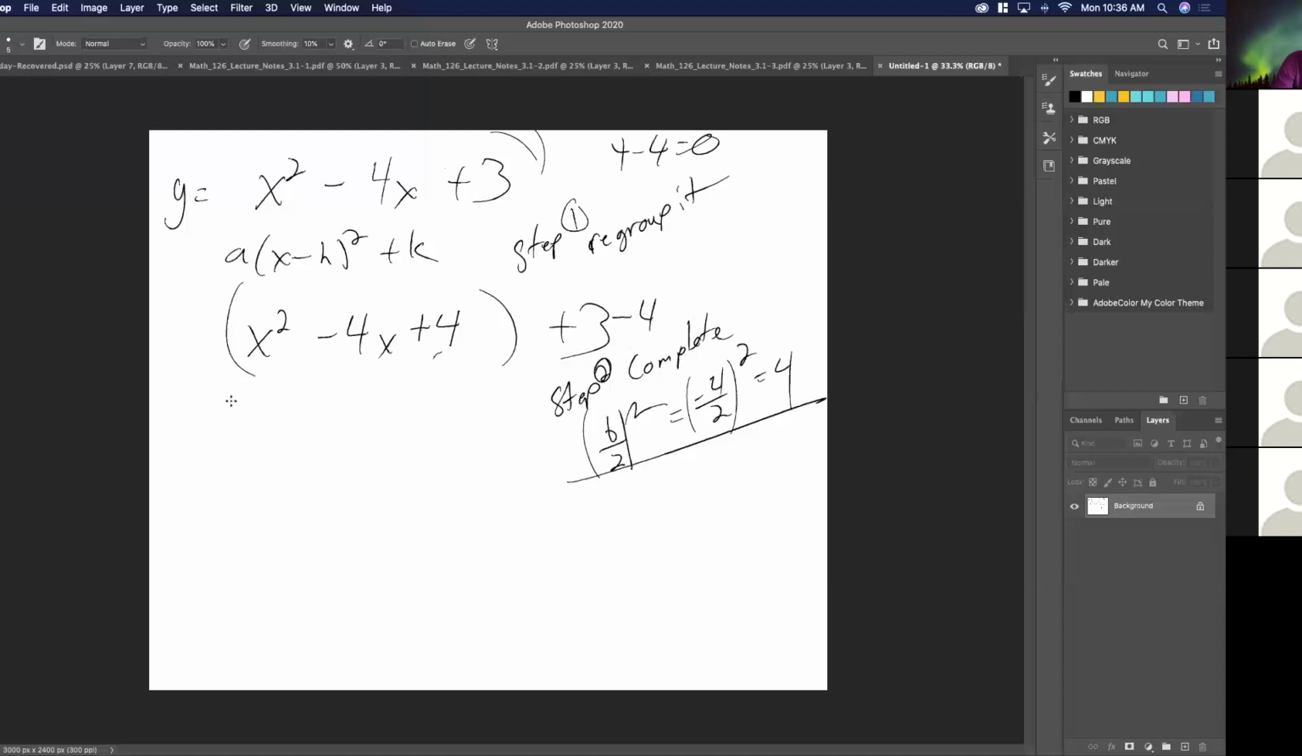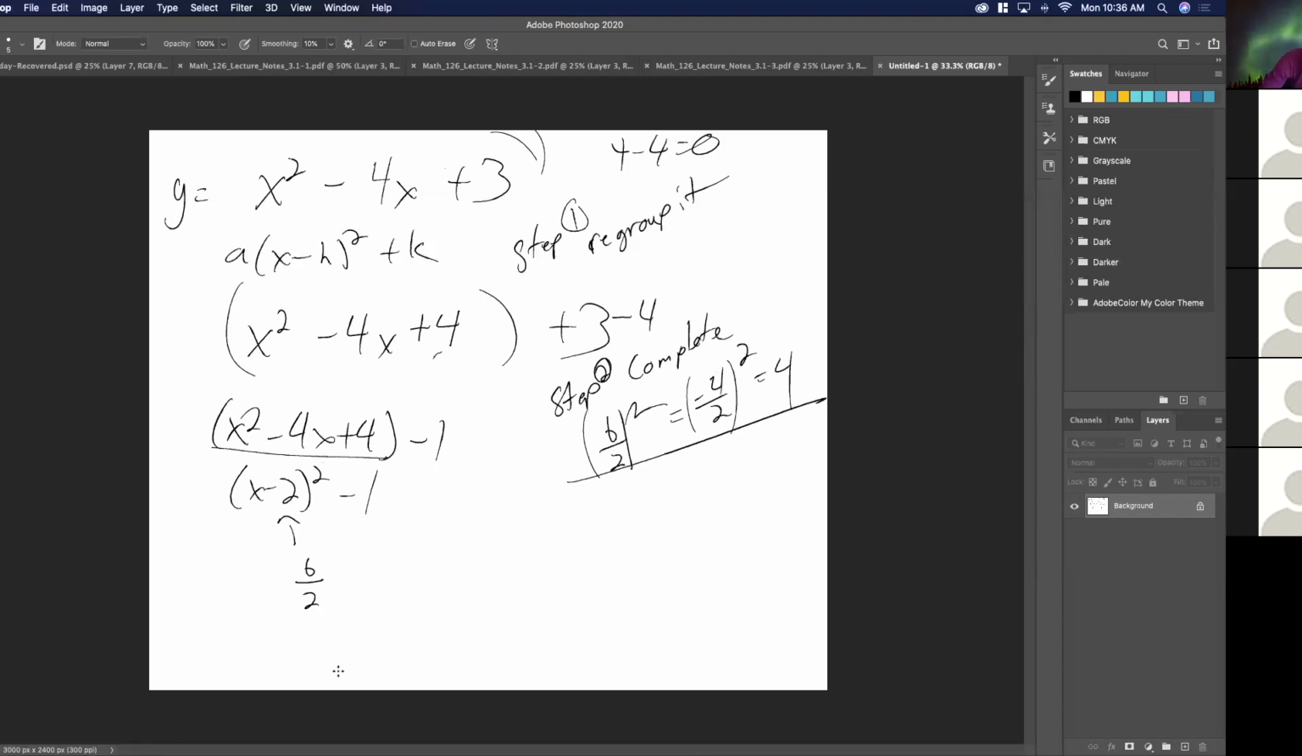And so this becomes x squared minus 4x plus 4 minus 1. And the reason we call this completing the square is because this is a square of x minus 2, because x minus 2 squared produces this. And it's always going to produce this, with the middle term always being b divided by 2. So that's how you complete the square for a simple case.